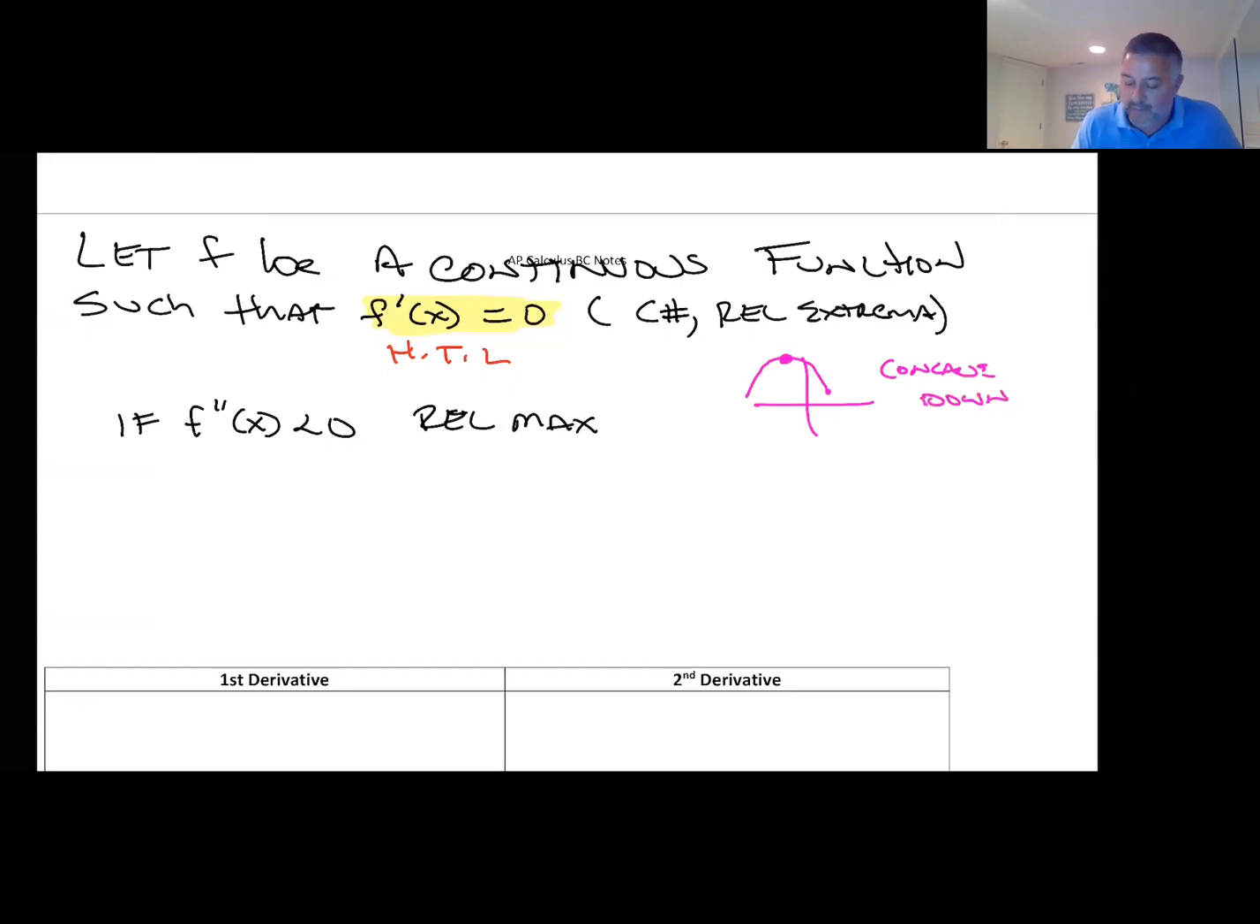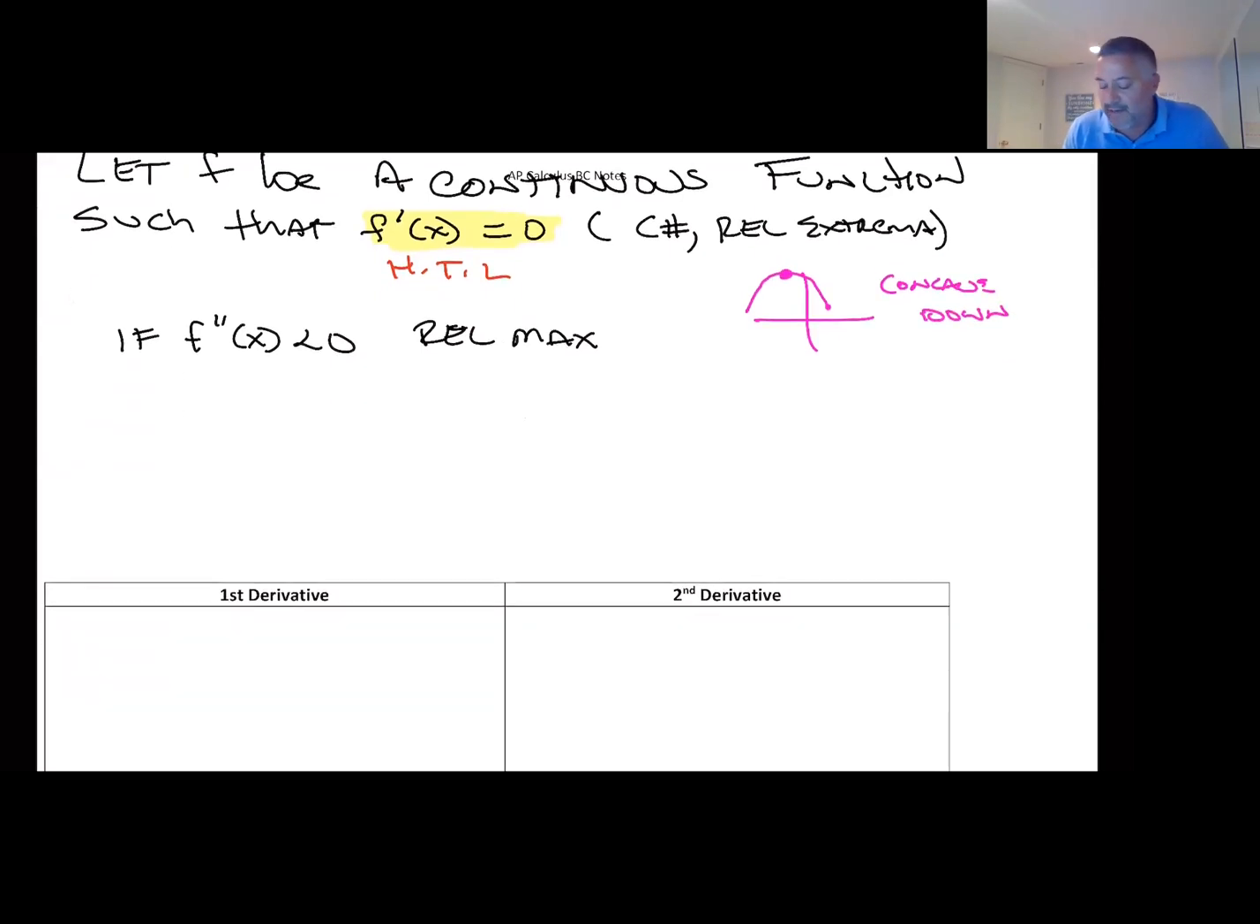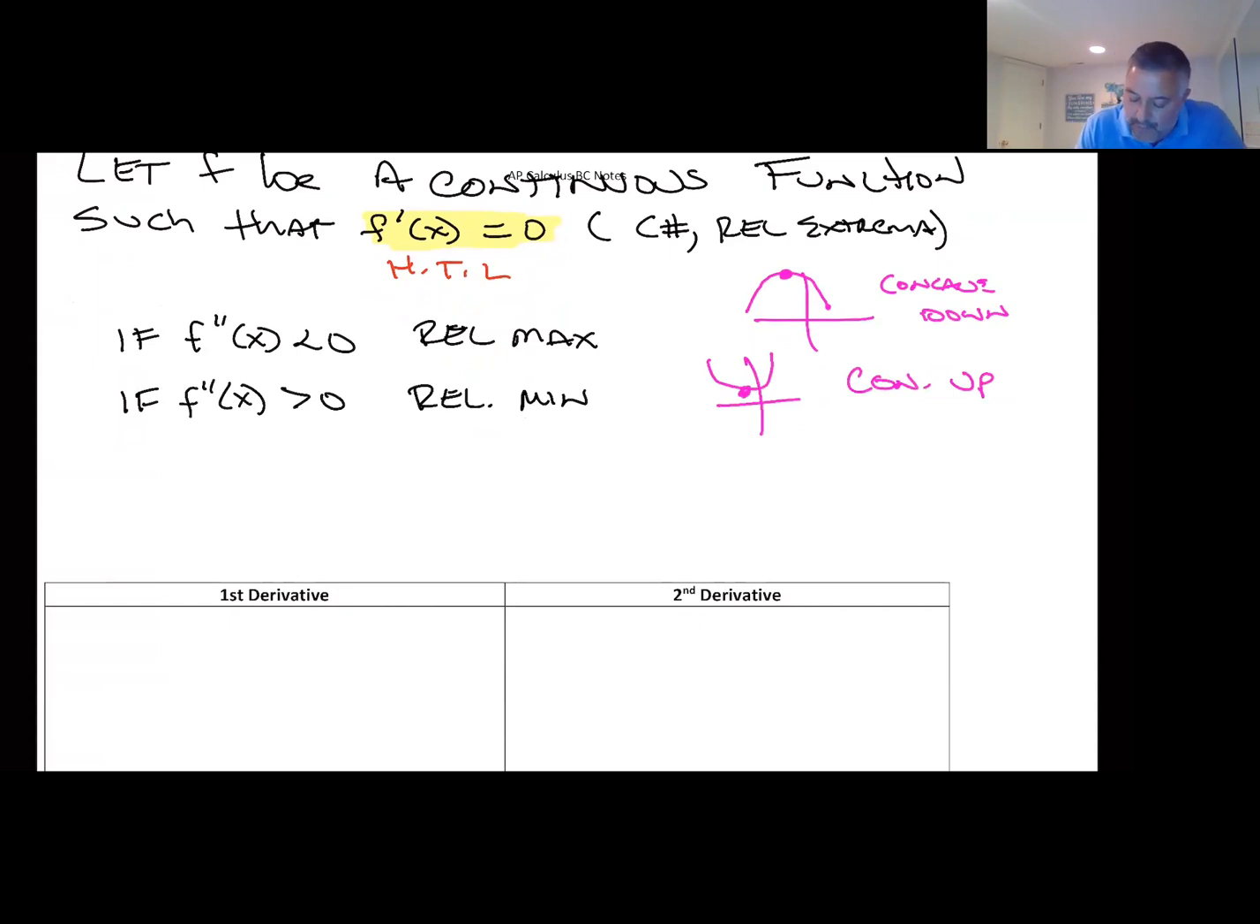The second derivative tells me I'm concave down. If I'm concave down, I have a relative max. If f double prime of x is greater than 0, I have a relative min. And again, that's because when I have f double prime greater than 0, I have concave up, and if I have concave up, it's going to be a minimum. And finally, if f double prime of x is equal to 0, the test fails.